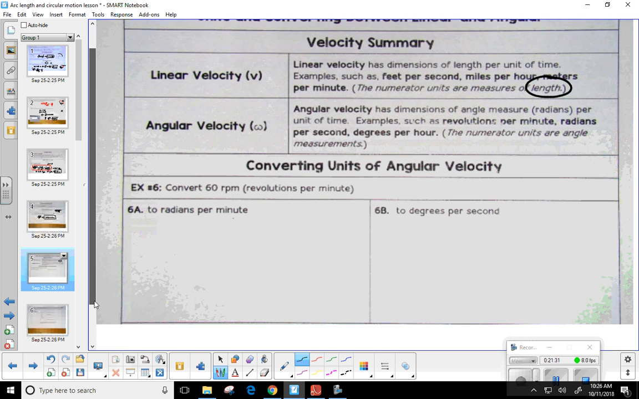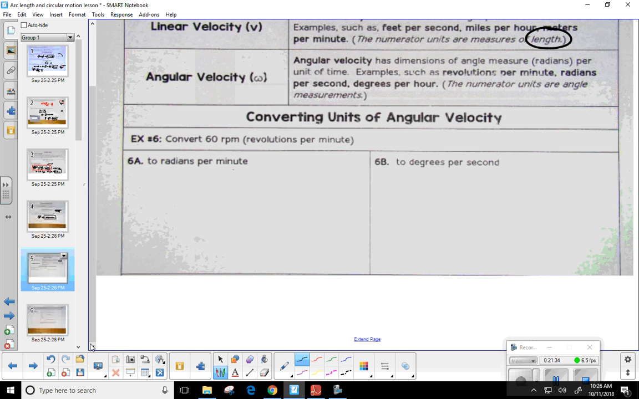So let's practice a few of these, a little more dimensional analysis. I want to take 60 revolutions per minute and first convert that to radians per minute. So I'm going to start with what I have, 60 revolutions in 1 minute. Now think about what we have here. We have revolutions per minute, but we want radians per minute. So what do we want to drop out? We want the revolutions to go. So let's think about how many radians there are in how many revolutions.